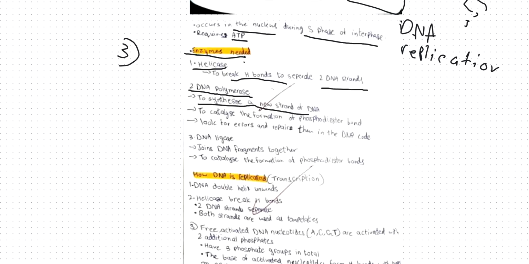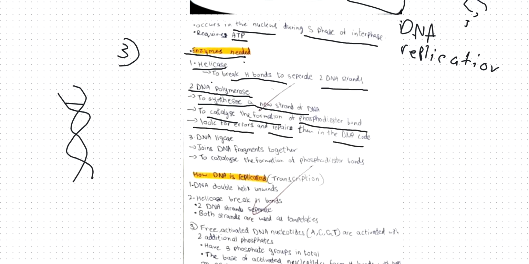When the DNA strand wants to form hydrogen bonds, DNA polymerase will form the hydrogen bonds. Another thing DNA polymerase does is catalyze the formation of phosphodiester bonds between nucleotides. It also looks for any errors and repairs the DNA code if there are any errors in the DNA. And finally, the third type of enzyme is called DNA ligase. It joins the DNA fragments together, and it also catalyzes the formation of phosphodiester bonds like DNA polymerase.